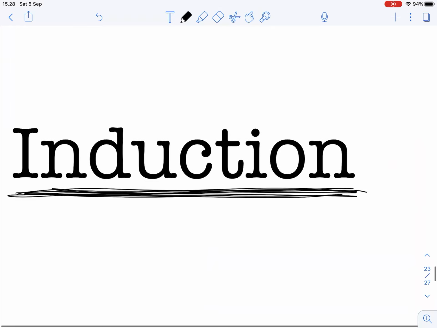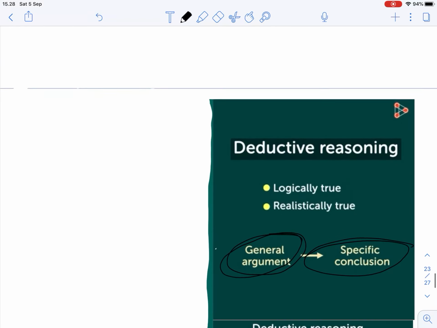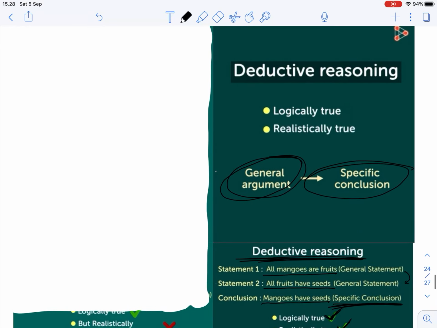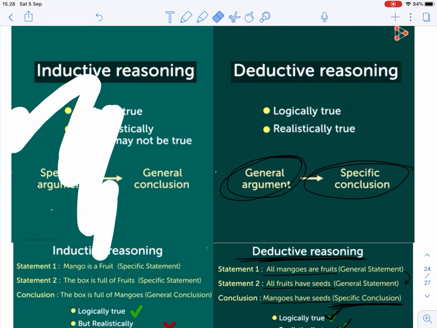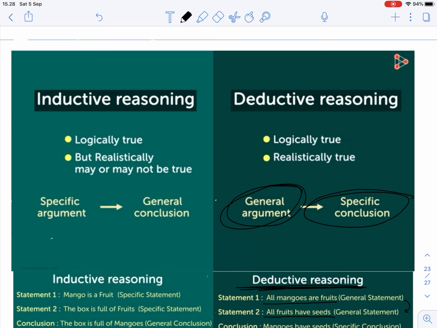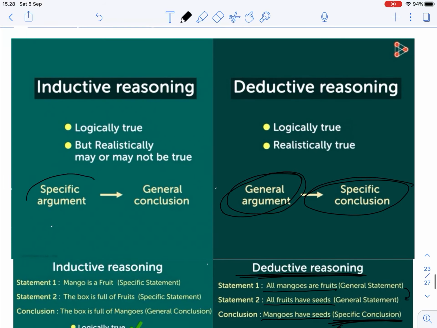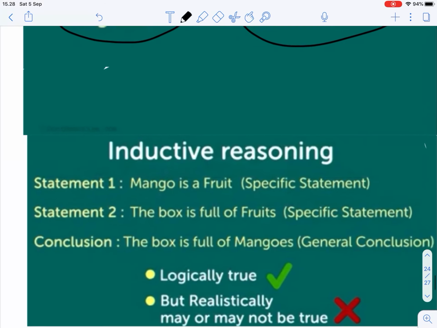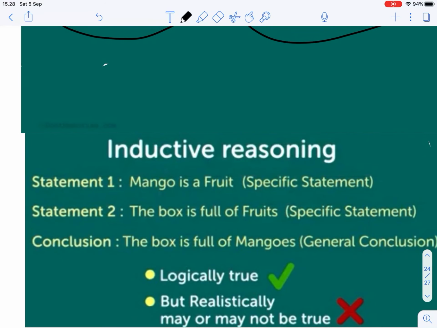Now, however, we're going to be using inductive reasoning. Inductive reasoning is the process of starting with a specific argument and then making a general conclusion. While this might be logically true, the conclusion or the conjecture or the proposition may or may not be true. So, for example, let's look at this mango example from an inductive reasoning point of view.